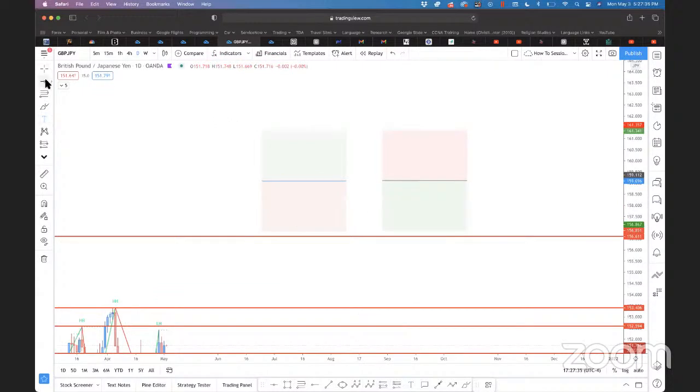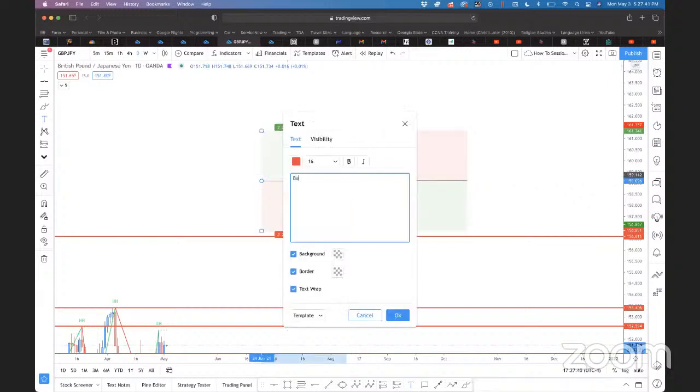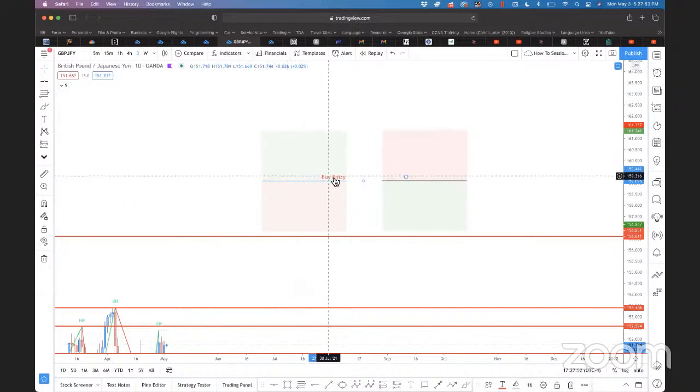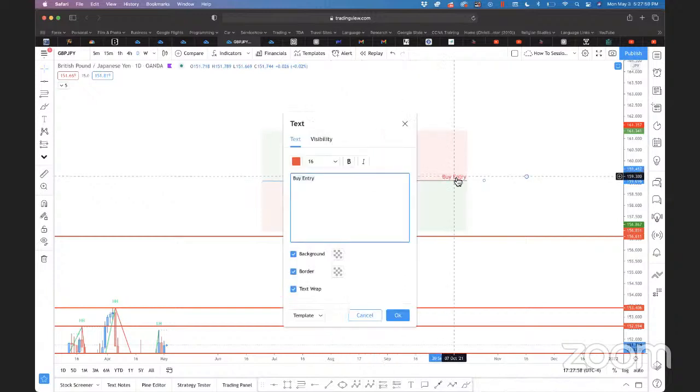Let's define exactly what's going on, right? Buy entry. Sell entry, right?